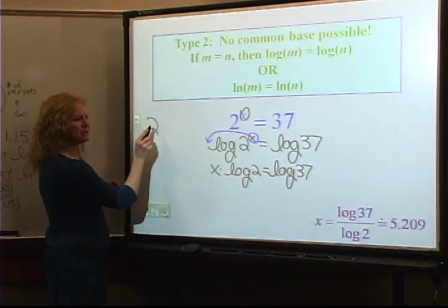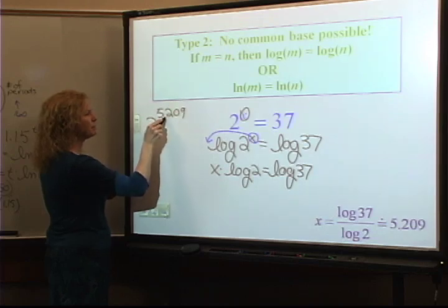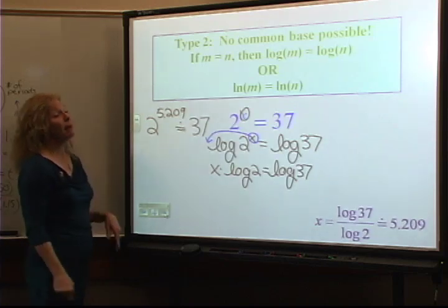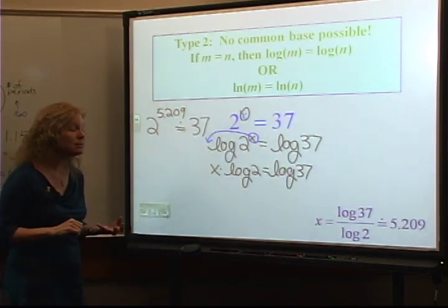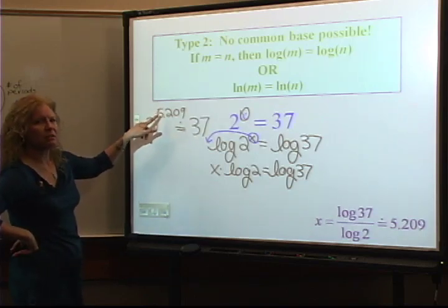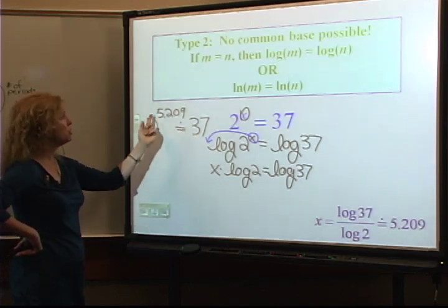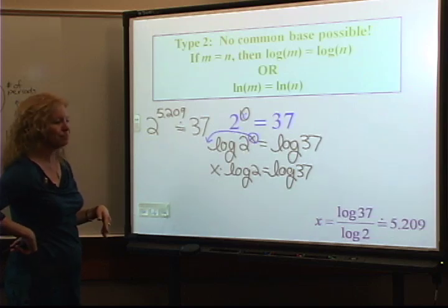2 raised to the 5.209, is that approximately equal to 37? Yeah, you can pull out the calculator and push the buttons, but what's 2 to the 5th? That's 32, right? So 2 to the 5th and a little bit more, I'm totally good with that answer. Okay?